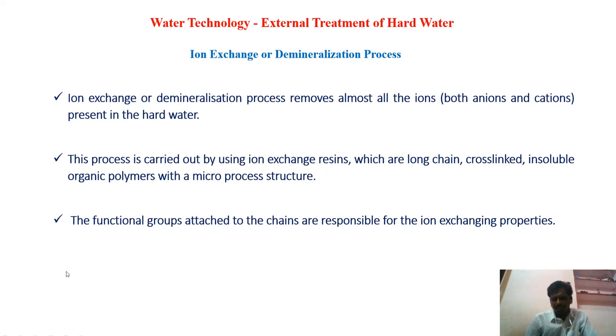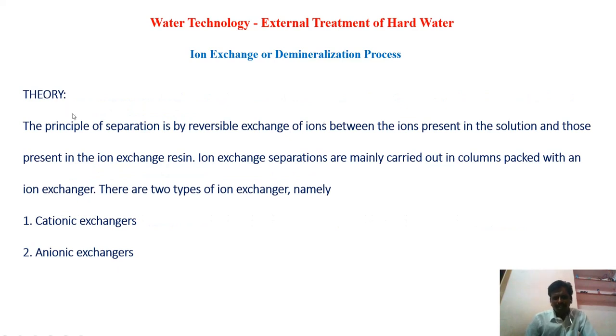Functional groups are attached to this linear polymer chain and are responsible for the ion exchange property. The principle of separation is the exchange of ions between resin and water. That means ions present in the resin are exchanged with the ions present in the water. If the resin exchanges negatively charged ions, it is called an anion exchange resin. If the resin exchanges positively charged ions, it is called a cation exchange resin. Cation means positive, anion means negative.